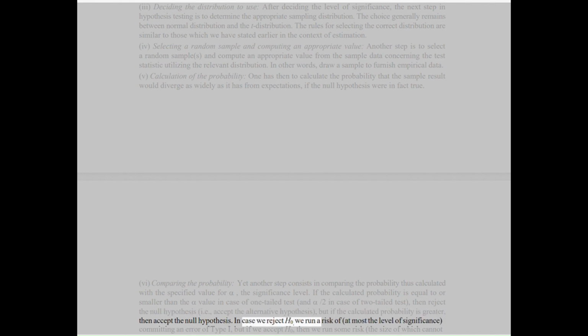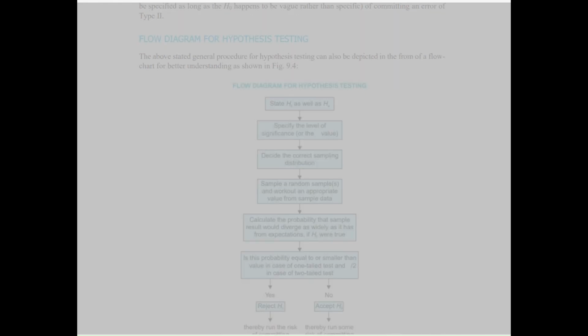In case we reject H0, we run a risk of, at most the level of significance, committing an error of type I, but if we accept H0 then we run some risk, the size of which cannot be specified as long as the H0 happens to be vague rather than specific, of committing an error of type 2.